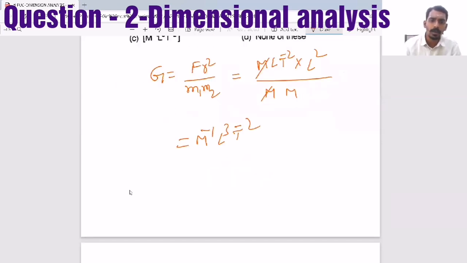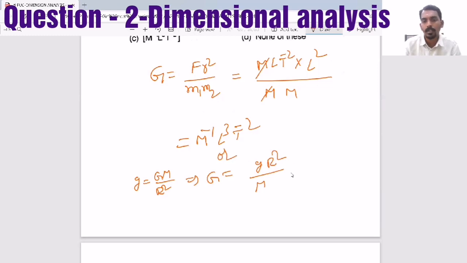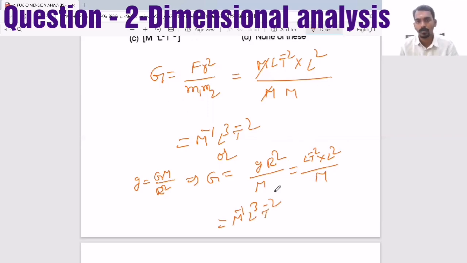Or else you can also choose the formula like the acceleration due to gravity is g = GM by r square. So G will become g r square by M. You can choose, but the same answer will come. You choose the formula, when there are multiple formulas for one quantity, such that the calculation will become less and the formula is simple. Like g is acceleration, L T power minus 2, r square is L square by M. So again what you will get, M power minus 1 L cube T power minus 2.